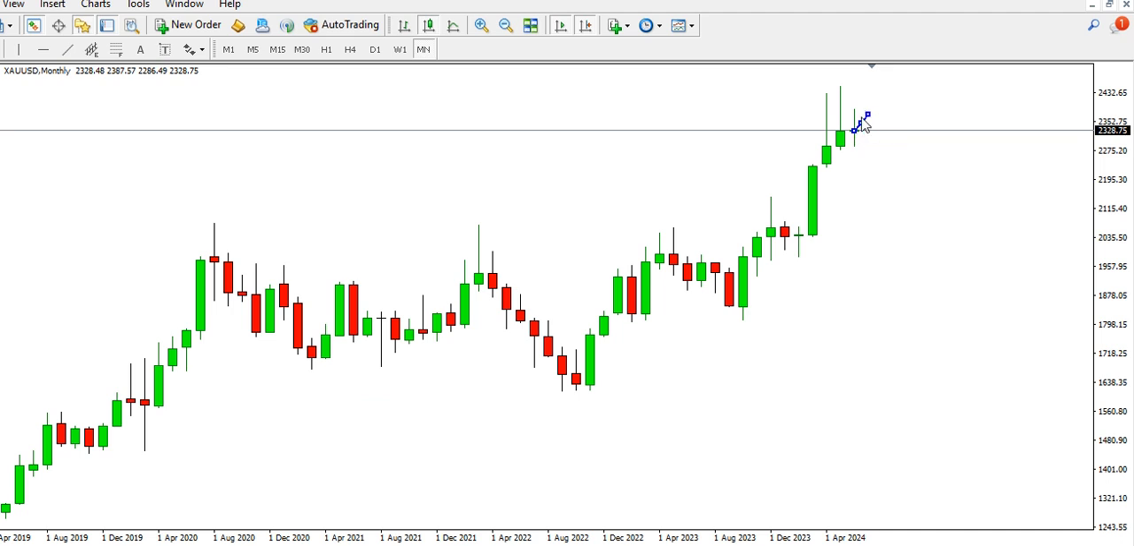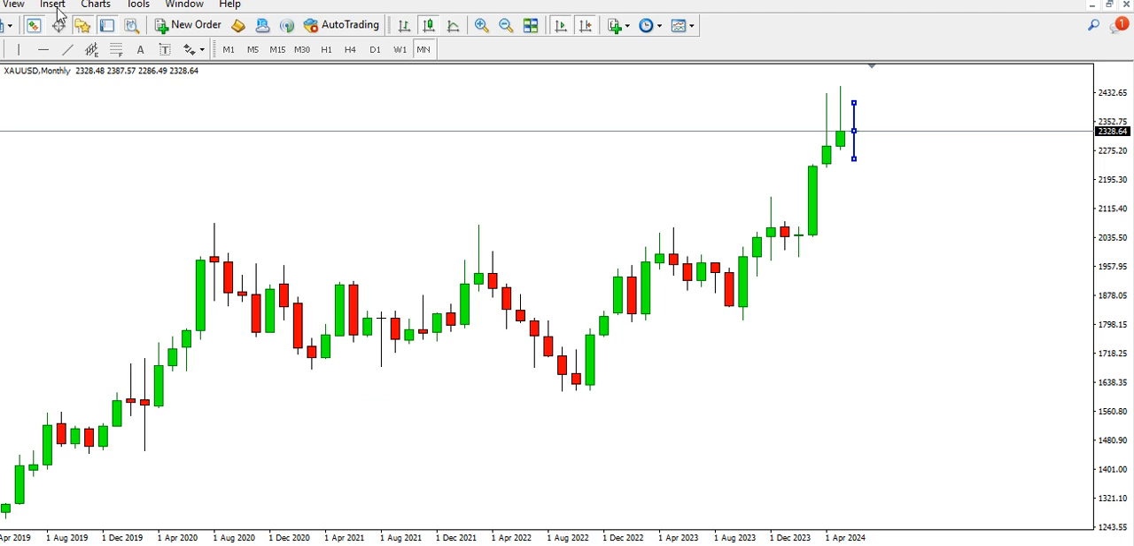If it ends as a bullish candlestick, that shows that the buyers are still pretty much in control. But if this current monthly candlestick ends as a bearish candlestick, then that indicates that we have an evening star candlestick pattern, indicating that for next month we might have a bit of retracement, then price should drop.